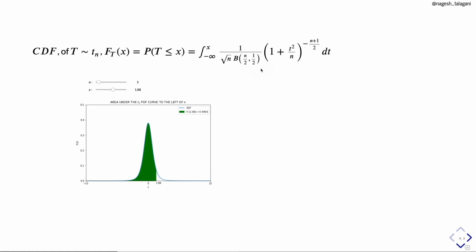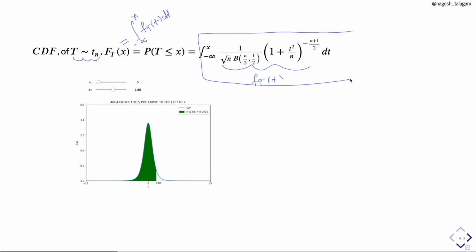Now the CDF of t, which follows the t distribution with n degrees of freedom, the CDF of t at x in terms of the PDF of t is going to be this: integral from minus infinity to x of f_t(t) dt. Here this is the PDF of t at t. This integral is not going to be an easy one to get a closed form expression. That's why to get these CDF values, one has to use some software packages. Here is an application using which you can get these CDF values for various degrees of freedom and various values of x. Let me show you.